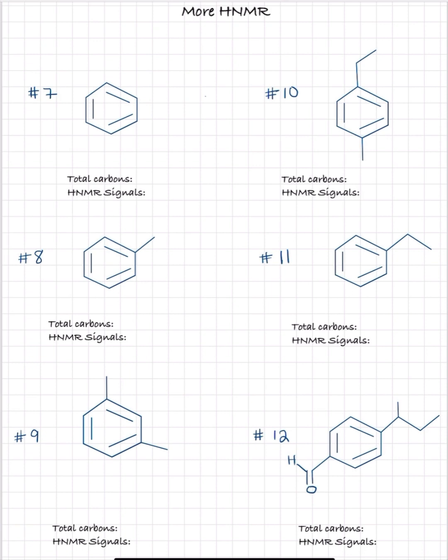Do I have a line of symmetry? Oh, I didn't even put my number of carbons here for you to start this one. So that one has 6, that has 7, and this one has 8. So for number 7, it has 6 carbons, and I want to see all my lines of symmetry.